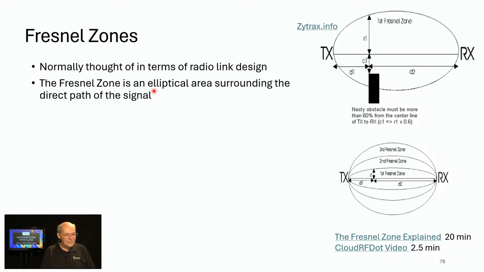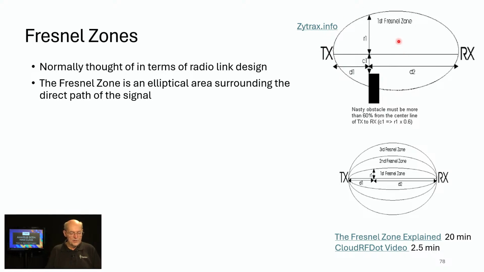Fresnel zone is something that I was really surprised to see in our book. Normally, this is thought of in terms of radio link design. So we've got a transmitter side and a receiver side, and usually this is maybe microwave. And if you could imagine a football shape or an ellipse between transmit and receive, there's something called Fresnel zones that describe these ovals, these ellipses.